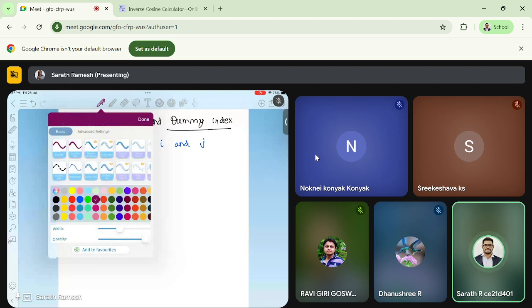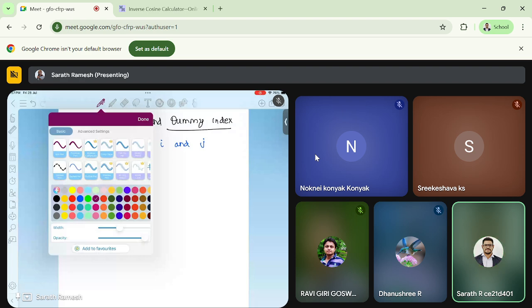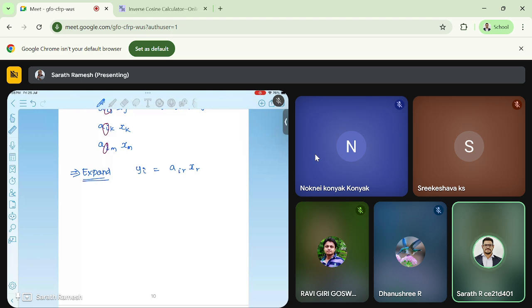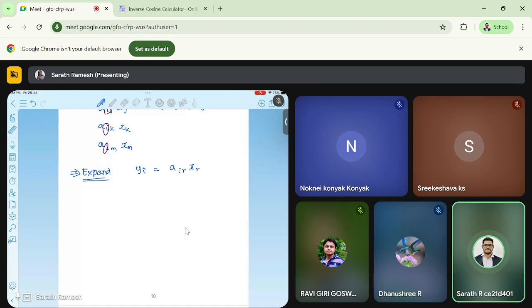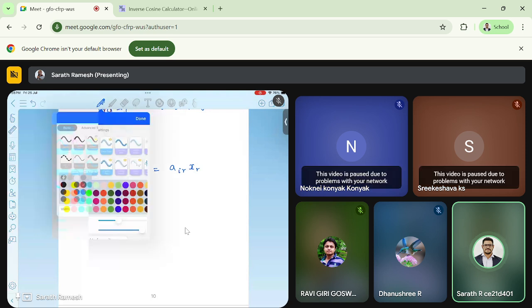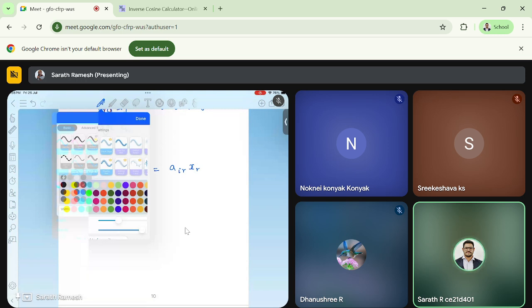First, we need to identify what is my free index and what is my dummy index here. r is my dummy index. One point to note: the dummy index, coming 2 times, should be on one side of the equal to sign. You can say, sir, here i is also coming 2 times, but why are you not saying i is a dummy index? Because i is coming only one time on the right hand side and another time on the left hand side.